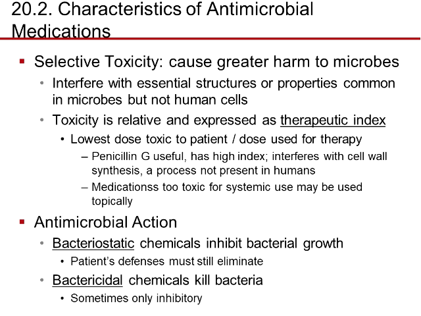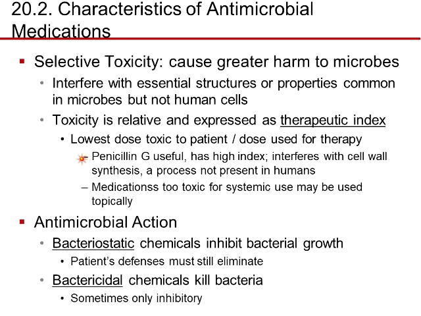So we looked at characteristics of antimicrobial medications. We have to look at what's called selective toxicity. The goal is that it causes greater harm to microbes than it does to the host. So it interferes with the essential structures and properties common to microbes, but it doesn't adversely affect human cells. The toxicity is relative and is expressed as what's called the therapeutic index: the lowest dose toxic for the patient and the dose used for therapy. So that's the dose we look for.